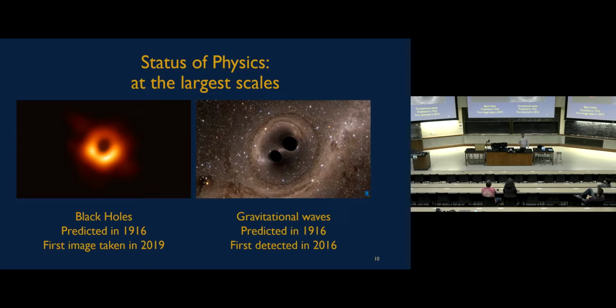Same goes with gravitational waves. These were first discovered in 2016, again leading to another Nobel Prize in physics. And again, they were a prediction of Einstein's theory of relativity. And it took us exactly 100 years to find them, to actually observe them.